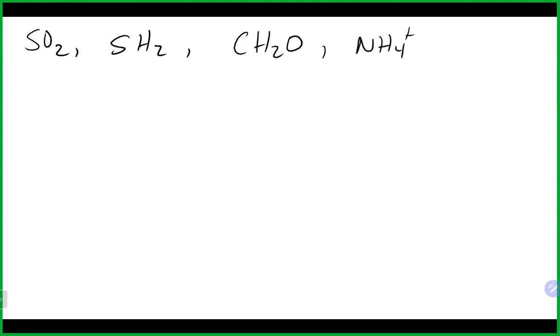Let me just write something down. All right, draw the Lewis structure for these things here. Let's go with SO2. Let's go with SH2. Let's go with CH2O. Let's go with NH4 plus. Let's go with N2. And we'll do HNO3, which is nitric acid.